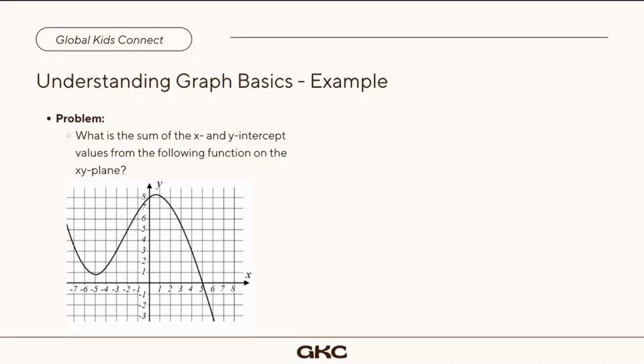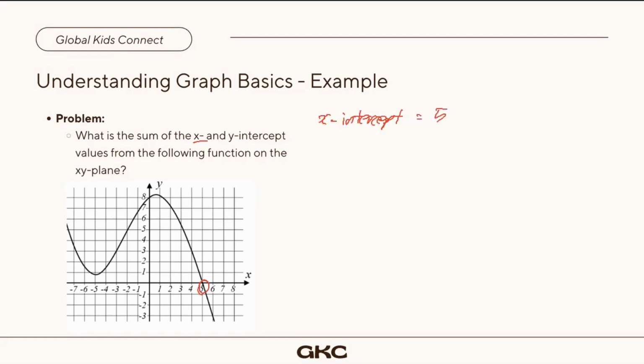The problem states, what is the sum of the x and y-intercept values from the following function on the xy plane? We need to find two kinds of intercepts, the x and the y. The x-intercepts, as talked about in the problem, represent when the graph itself touches the x-axis. The x-axis is this horizontal line here, and wherever this graph touches the x-axis will be the x-intercept. Here we can see that that point is when x is equal to 5.